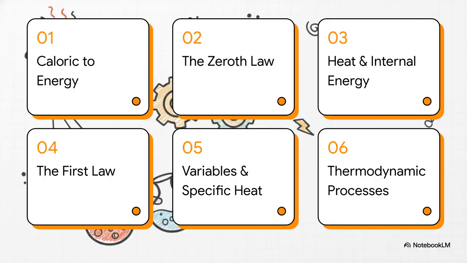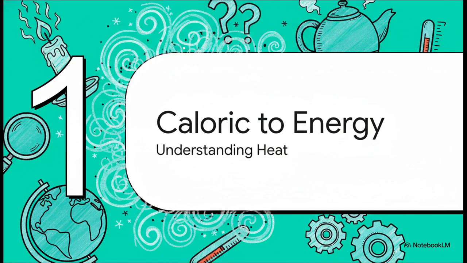Real quick, here is our roadmap for today. We've got 6 parts. 1, from caloric to energy. 2, the zeroth law. 3, heat, work, and internal energy. 4, the first law. 5, variables and specific heat. And finally, 6, processes of thermodynamics. All right, let's jump straight into section 1, from caloric to energy.